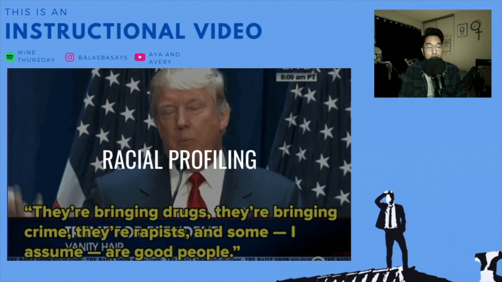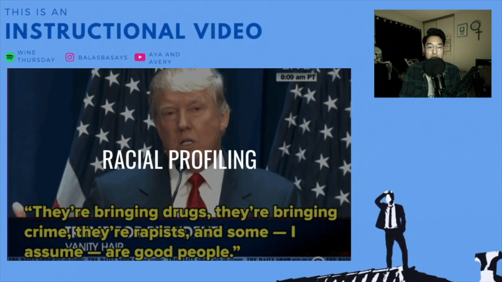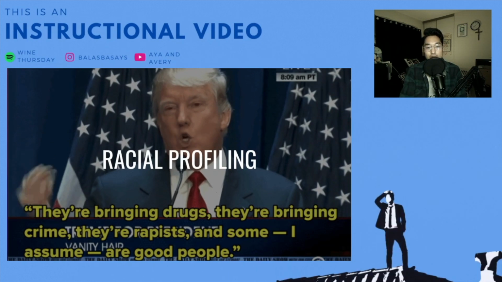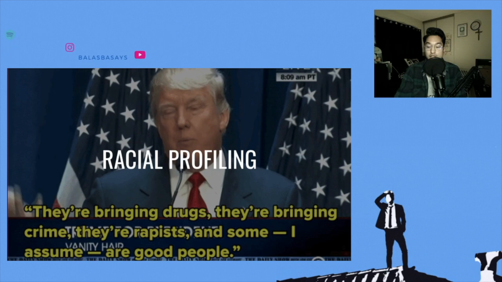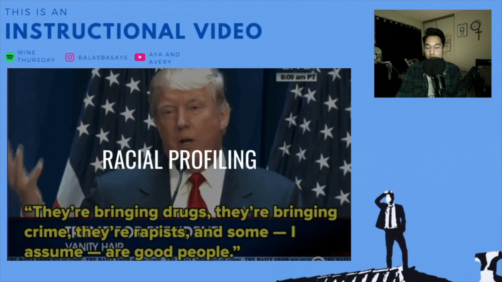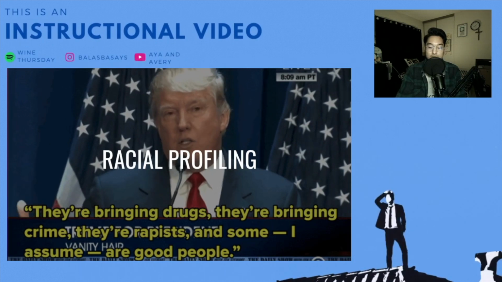Next is racial profiling. A good example of racial profiling is how our law enforcement criminalizes subjects based off their race, tied to a lot of rhetoric Trump used to supposedly deport anyone who crossed the US-Mexico border. Like here, he claims that all undocumented immigrants are bringing drugs. They're bringing crime, they're rapists, and some, I assume, are good people.